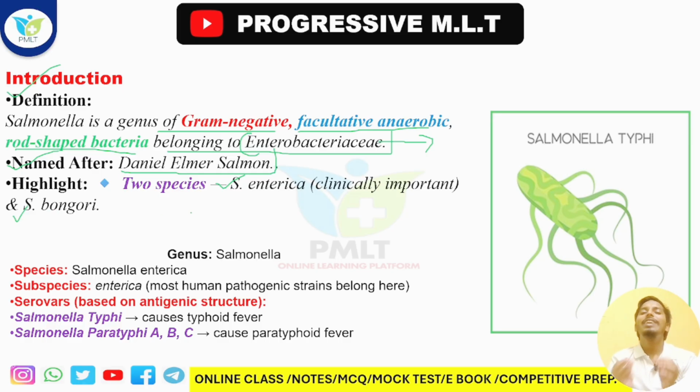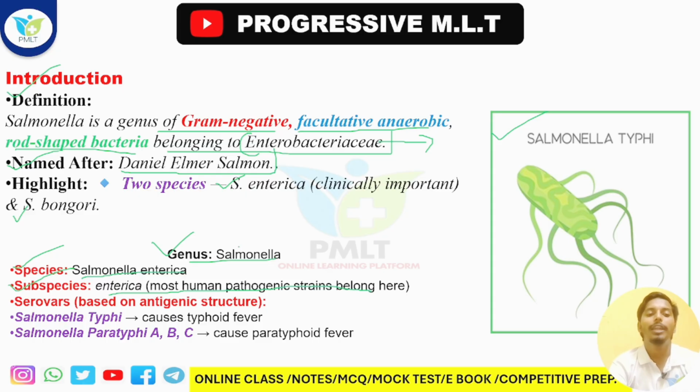Salmonella enterica is the most prominent as well as clinically important, because you might have heard many times about Salmonella typhi and Salmonella paratyphi. They are all under Salmonella enterica. Got it? See, here the genus is Salmonella. If I come to the species, that is Salmonella enterica. If I come to the subspecies, I also have a subspecies here, that is enterica. They are all the most pathogenic strains.